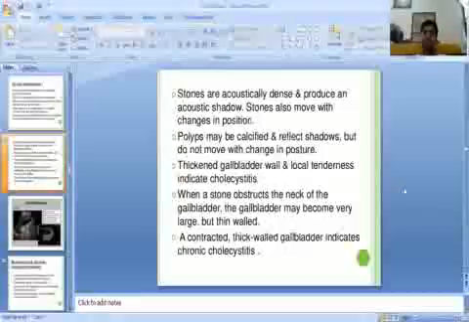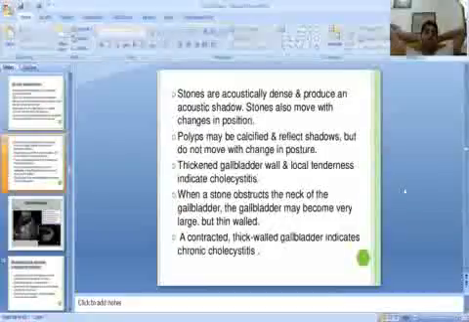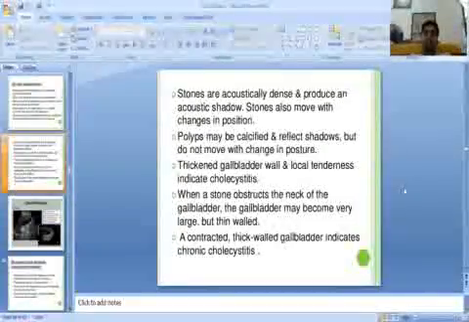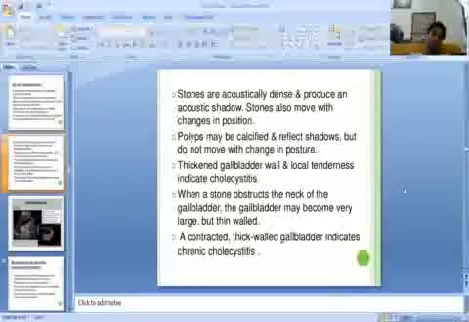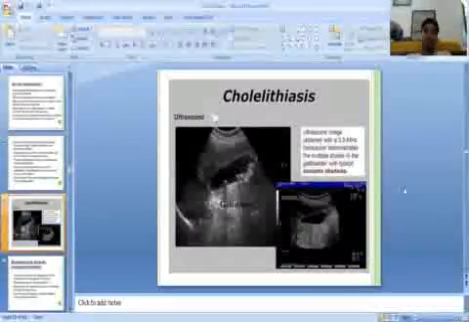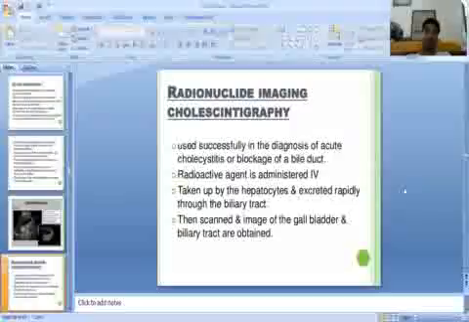Thickened gallbladder wall and local tenderness indicate cholecystitis. When a stone obstructs the neck, the gallbladder may become very large but thin-walled. A contracted, thick-walled gallbladder indicates chronic cholecystitis. This is the USG of cholelithiasis, gallstone and gallbladder.